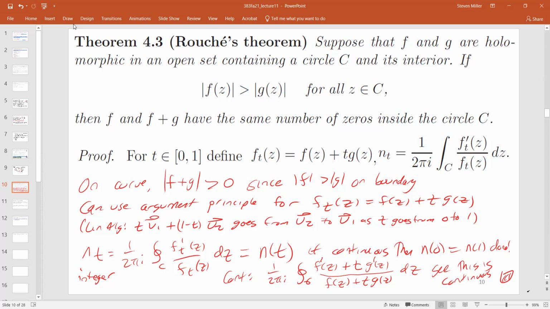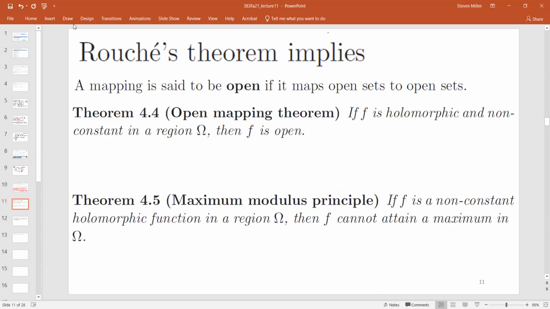If f and g satisfy this beautiful relationship, then we have this wonderful connection that they have the same number of zeros. So there's a bunch of things that Rouche's theorem implies. We will be doing these two, I think, in the next class. So I'm just stating them here as foreshadowing.